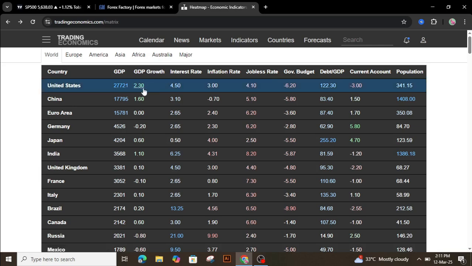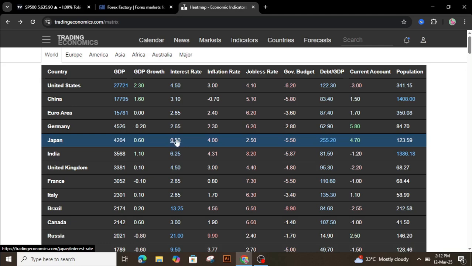If you intend to trade the United States dollar, for example, this is what you do. First, look at GDP growth. Is it going well compared to, let's say, the Japanese yen, if I want to trade this currency against it? So I will look at Japanese yen and United States data and compare them together. First, their GDP growth: the GDP growth of the United States is 2.3%, but that of Japan is just 0.6%. Let's look at their interest rates. The United States interest rate is very high, 4.5%, but Japan's interest rate is just 0.5.